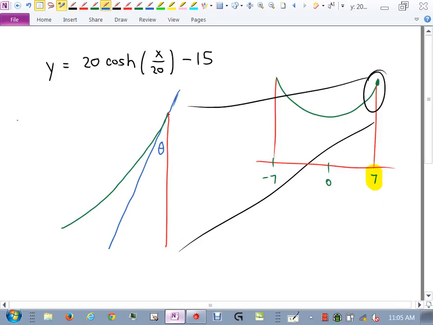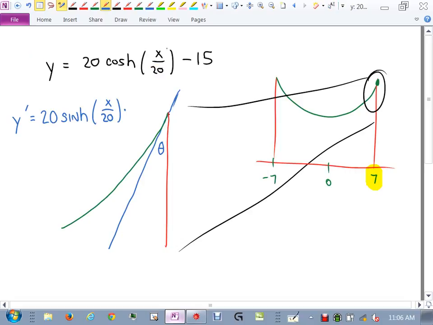The derivative of this: well, 20 is a constant sitting in front of the function, so I'll just bring it with me. 20. The derivative of hyperbolic cosine is the hyperbolic sine, right? And then of the argument, which is x over 20. And then the chain rule says I now need to take the derivative of what was in here.